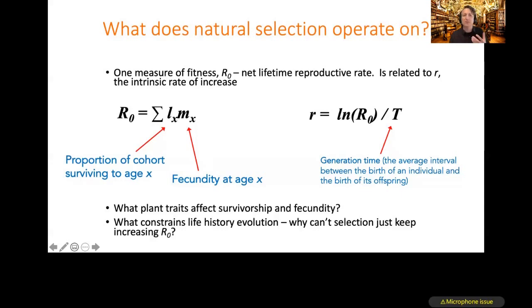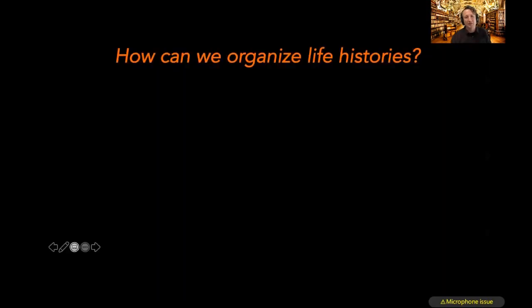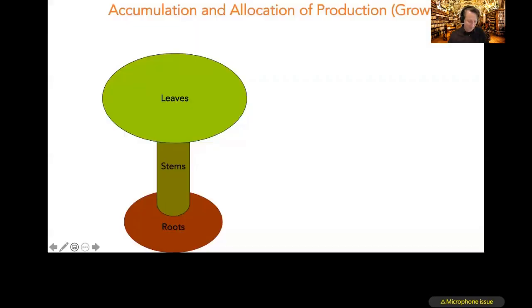All right, so what constrains life history evolution? Why can't selection keep increasing R naught? Why do we not see runaway values of R naught, right? Well, that's a rhetorical question, and we're going to get back to that in a second. But we're going to now start to organize our life histories and everything that we've learned.